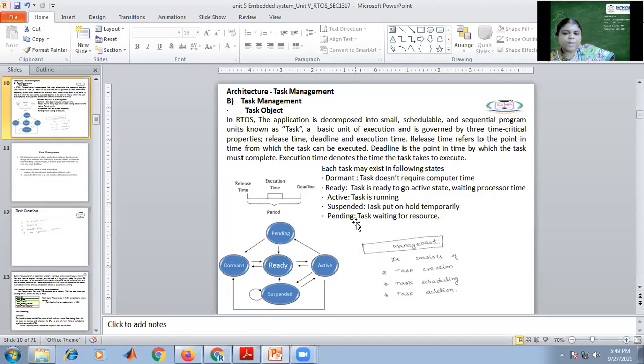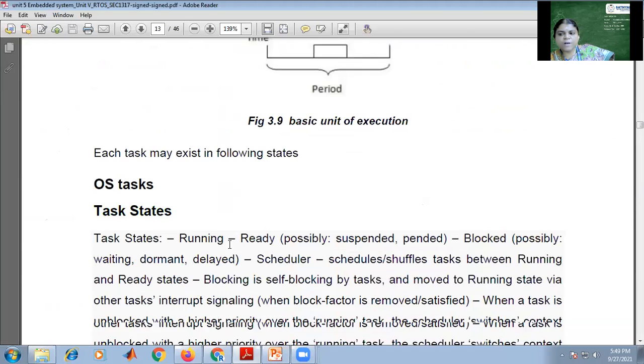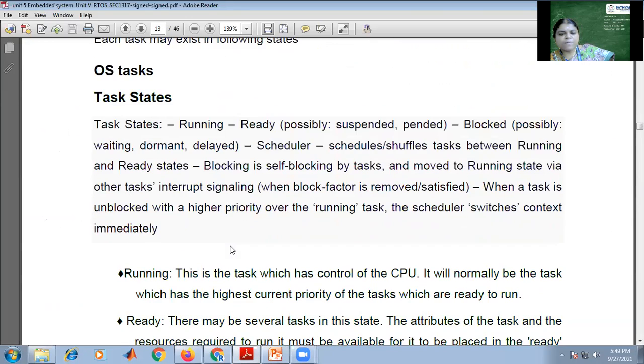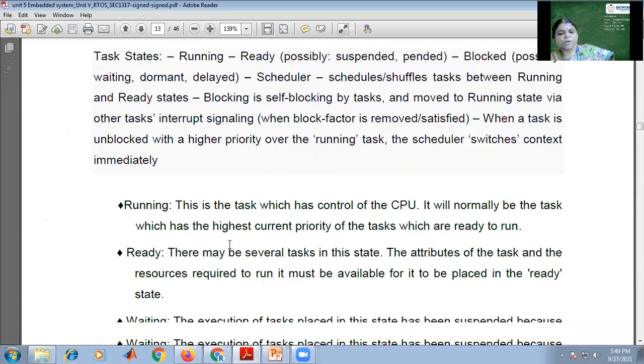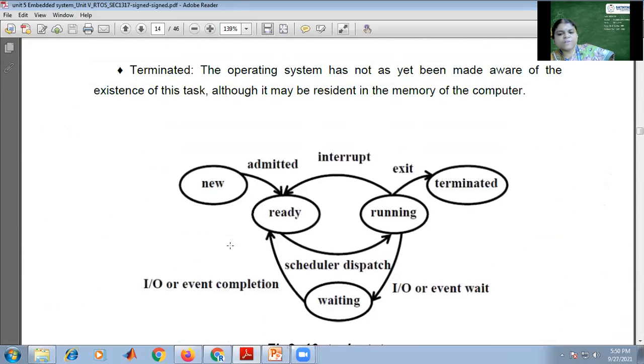What is actually meant by the state? I will move back to this. Is the PDF file visible, Mark? Yes, madam. Visible, madam.